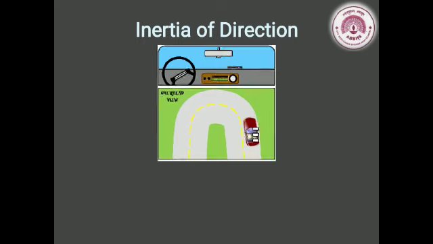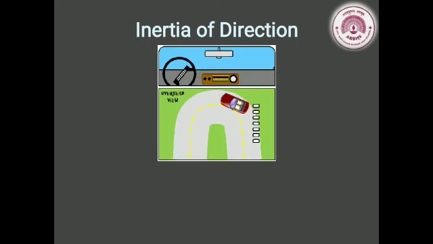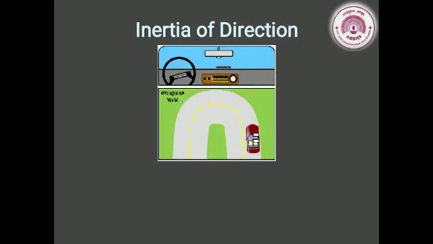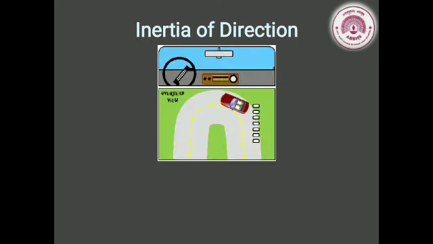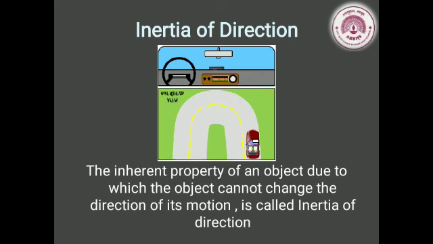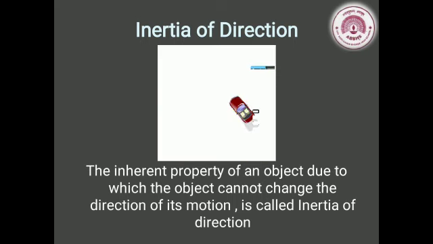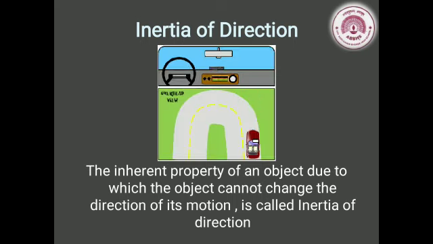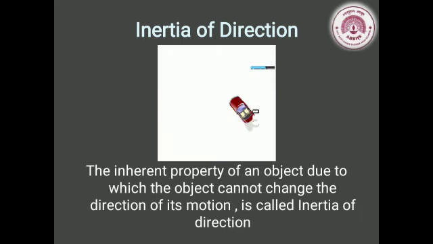Inertia of direction. Did you ever experience this? While traveling by a bus or a car, when it takes a sudden turn, we are thrown opposite to the direction of turning. This happens because of inertia of direction. So let us define inertia of direction. The inherent property of an object due to which the object cannot change the direction of its motion is called directional inertia.